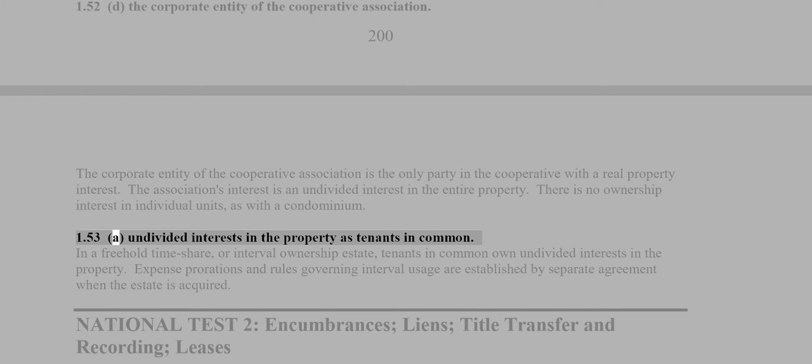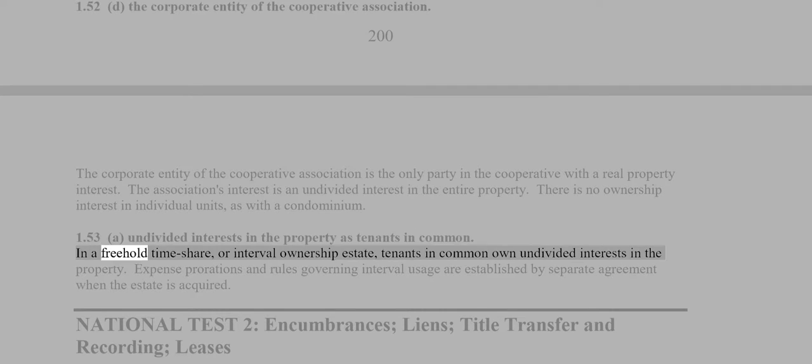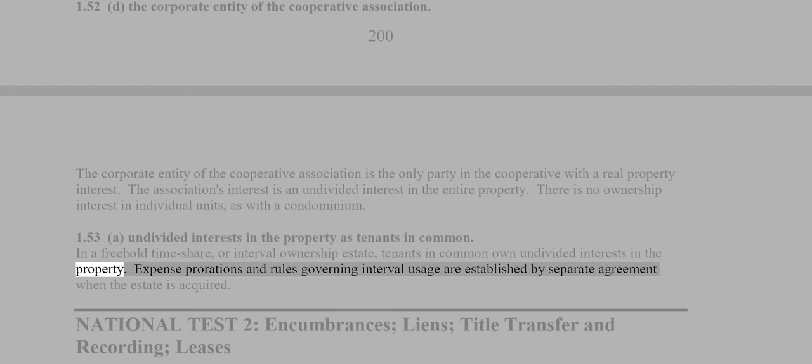1.53 a. Undivided interests in the property as tenants in common. In a freehold timeshare, or interval ownership estate, tenants in common own undivided interests in the property. Expense prorations and rules governing interval usage are established by separate agreement when the estate is acquired.